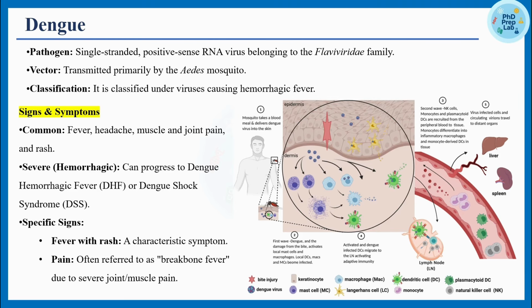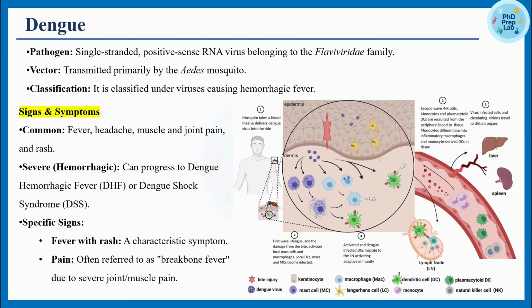In severe conditions, dengue can progress to hemorrhagic fever or to dengue shock. The very prominent sign is fever with a rash, which is a characteristic symptom of dengue, and it is also accompanied by break bone fever, which is due to the pain you feel in the joints and the muscles.